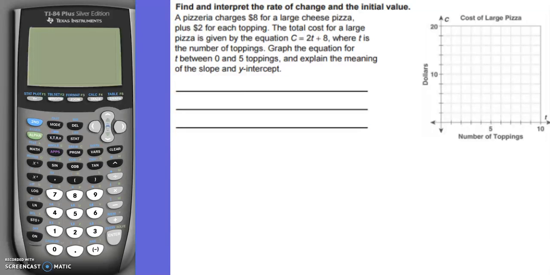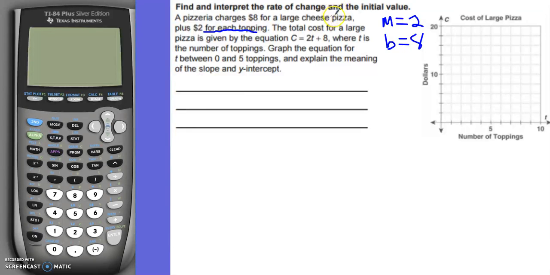It says a pizzeria charges $8 for a large cheese pizza plus $2 for each topping. The constant rate of change is 2. That's the slope. The initial value is the 8. The total cost for a large pizza is given by the equation c equals 2t plus 8, where t is the number of toppings. Graph the equation for t between 0 and 5 toppings.